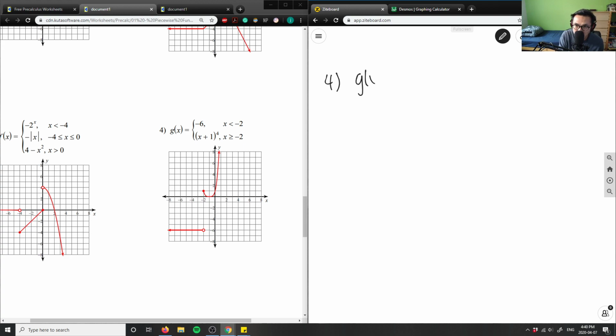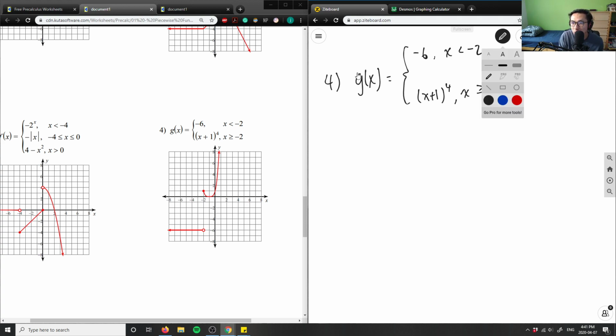So we have here g of x, a piecewise function, and it's only a 2-part one, so this is nice. The function is -6 if x is less than -2, and it's (x plus 1) to the power of 4 if x is greater than or equal to -2. So we have 2 parts, so I'm just going to use blue for the first one and red for the second one. So I'm going to draw out my graph.